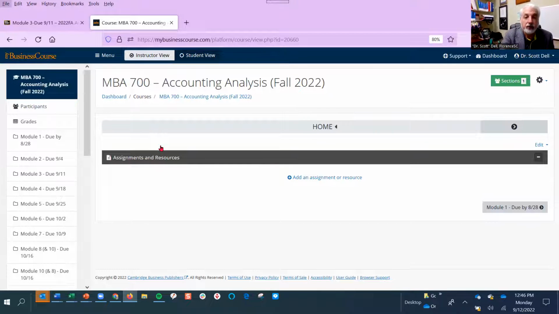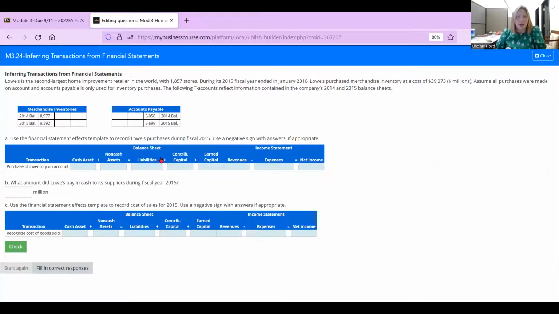So the financial statement effect template to record purchases during the fiscal year, negative sign where appropriate. So we're looking. I can't see anything except for it says like MBA accounting analysis. There we go. Okay. Thank you very much. So did we lose Kate? Kate's still here. Oh, thank you. Sorry. That's it, no problem.